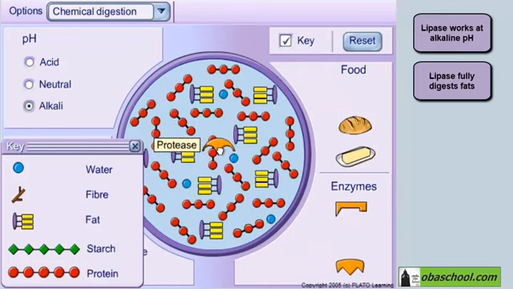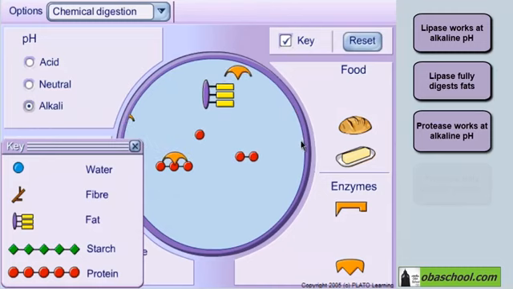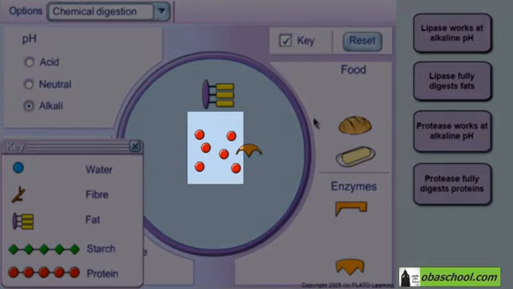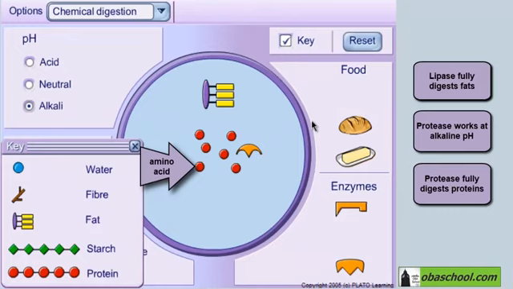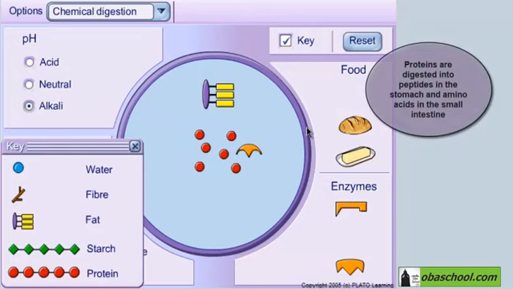Now let's add protease to digest the proteins. You can see that the proteins are digested by protease, and the fats, of course, are not. Notice that the proteins here are broken down into their individual units. They're broken down into amino acids. Meanwhile, in the stomach, when proteins were digested, they were not broken down completely into amino acids, they were only broken down into peptides. So this is a key difference between the digestion of proteins in the stomach and in the small intestine.